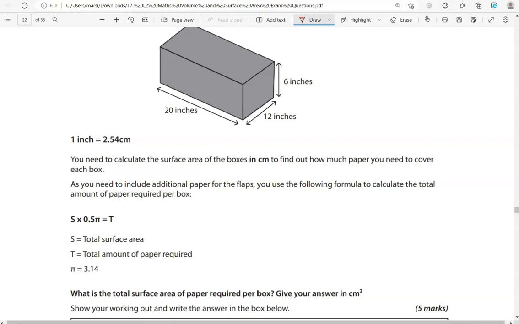So we'll work out the surface area first, so that we can get the total amount of paper required. So let's work out this face. So that is 20 inches times 6 inches. Let's convert them into centimeters. So 1 inch is 2.54 centimeters. What about 20 inches?